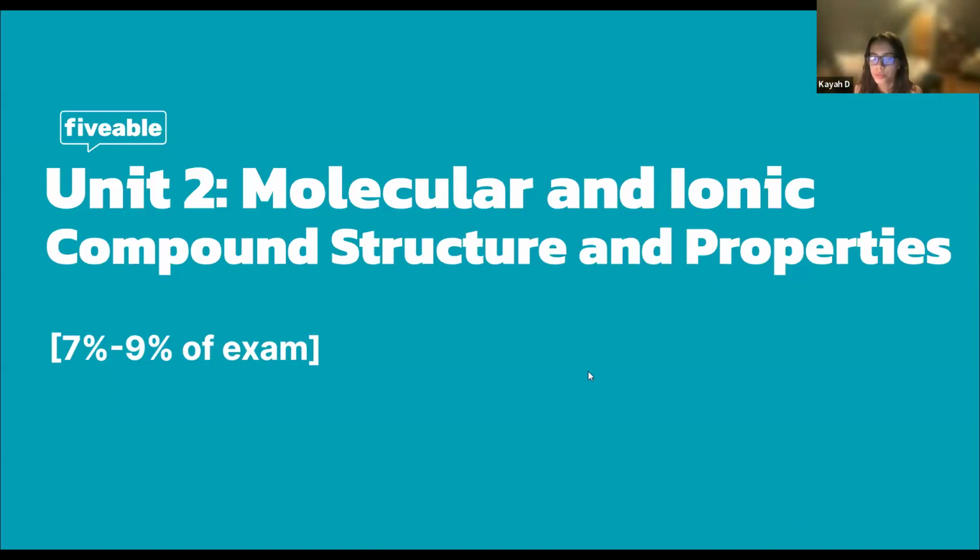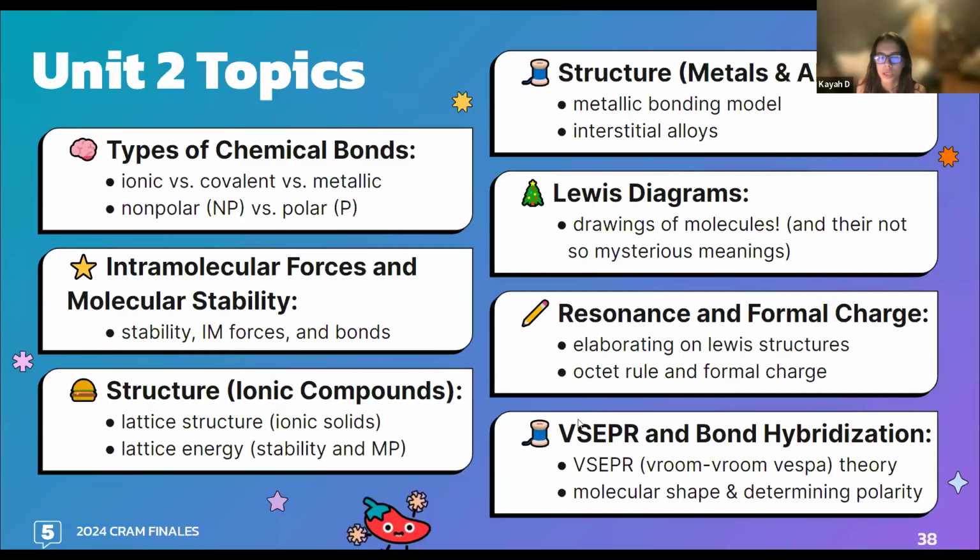So, Unit 2, Molecular and Ionic Compound Structures and Properties. There's quite a bit to get through, so just to give you a brief overview, we have the different types of chemical bonds, intermolecular forces and molecular stability, the structure of ionic compounds, the structure of metals and alloys, Lewis diagrams, resonance and formal charge, VSEPR, and bond hybridization. Some of this we went over during the previews if any of you watched them. But we're going to go over them again now in more depth, so you know everything you have to know about Unit 2.